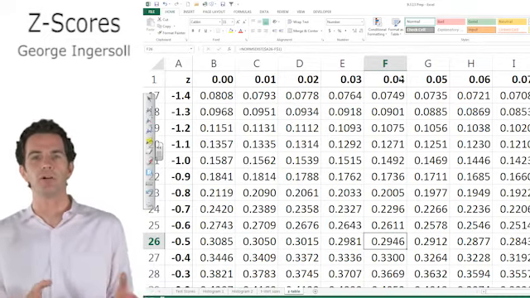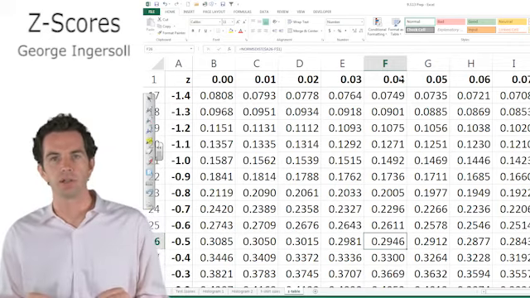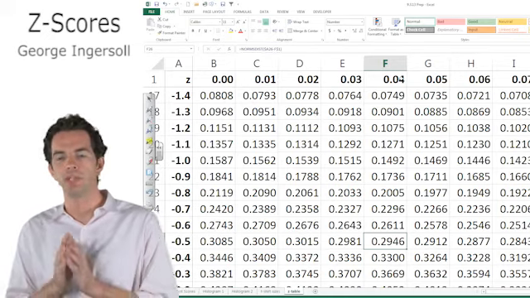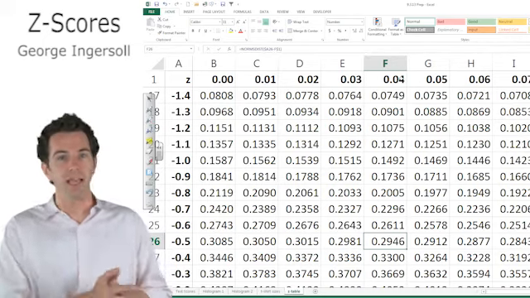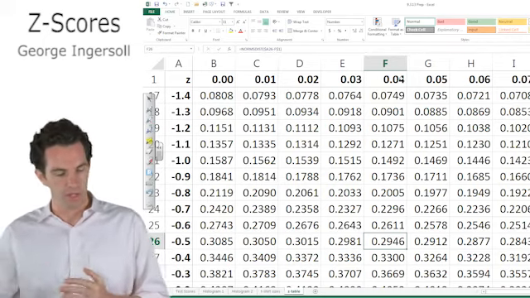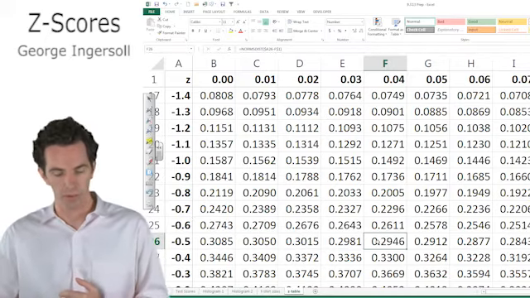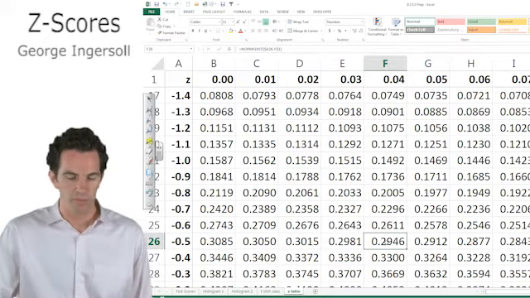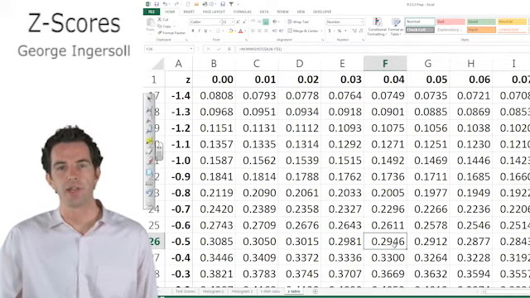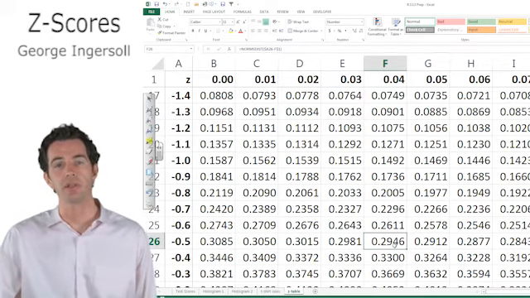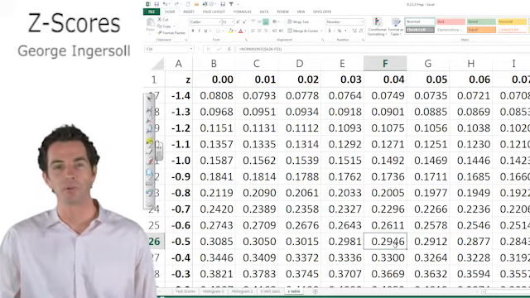Now what are all these values inside the table? These show the proportion of results that are going to fall to the left of that z value, meaning that are less than that z value. In other words, when we looked up -0.54, it says 0.2946. That's the proportion of results that are going to be to the left of -0.54 in a normal distribution.